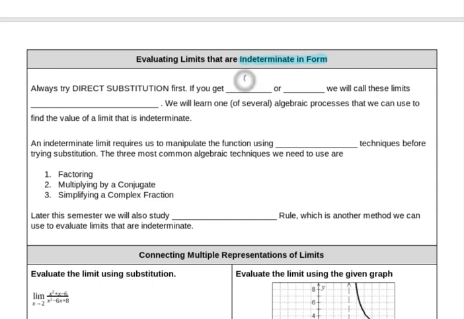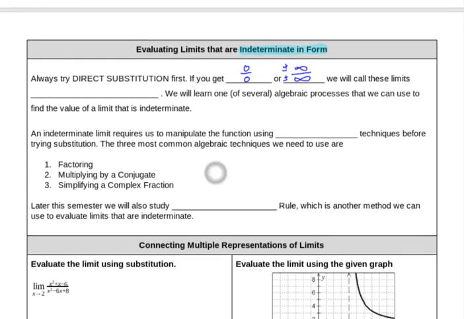If you get 0 over 0, or if you get infinity over infinity, and that could be plus or minus for both of those, but 0 over 0, or infinity over infinity, we call these limits indeterminate. Literally, we're not able to determine the form right now, so they're indeterminate, okay?